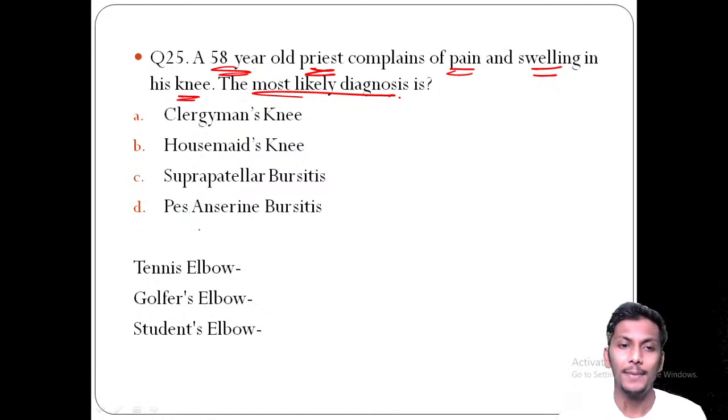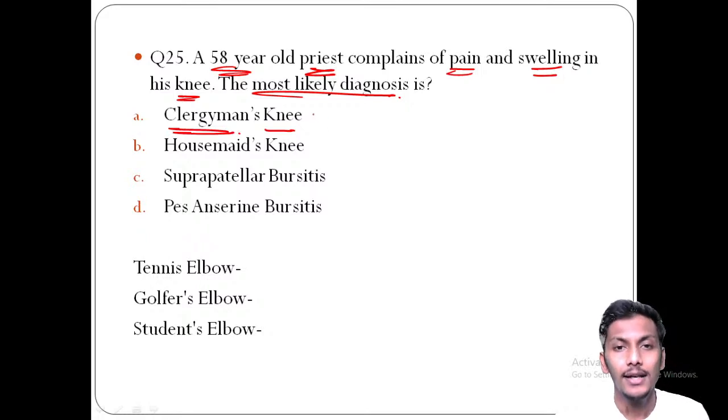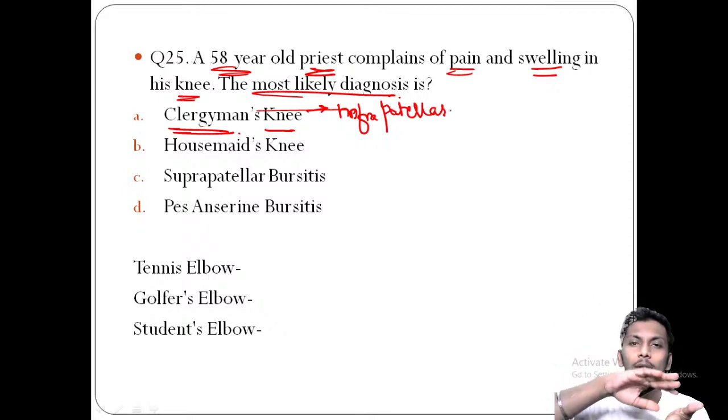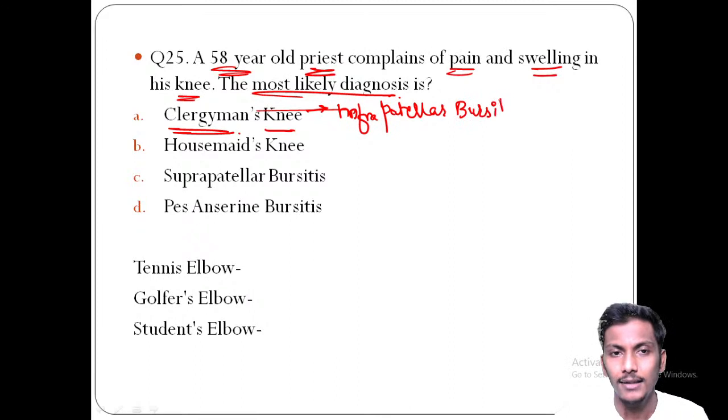So let's discuss one by one. First of all, what do we mean by clergyman's knee? Please remember, clergyman's knee is nothing but infrapatellar bursitis. As we all know, the patella has 3 bursae. One is above it, known as the suprapatellar bursa. One is just in front of it, known as the prepatellar bursa, and one is beneath it, known as the infrapatellar bursa. This is known as clergyman's knee.